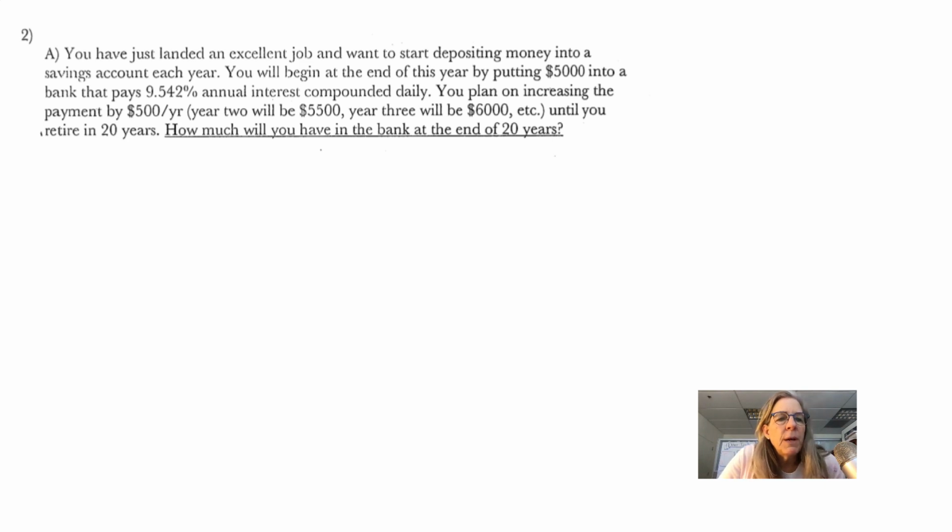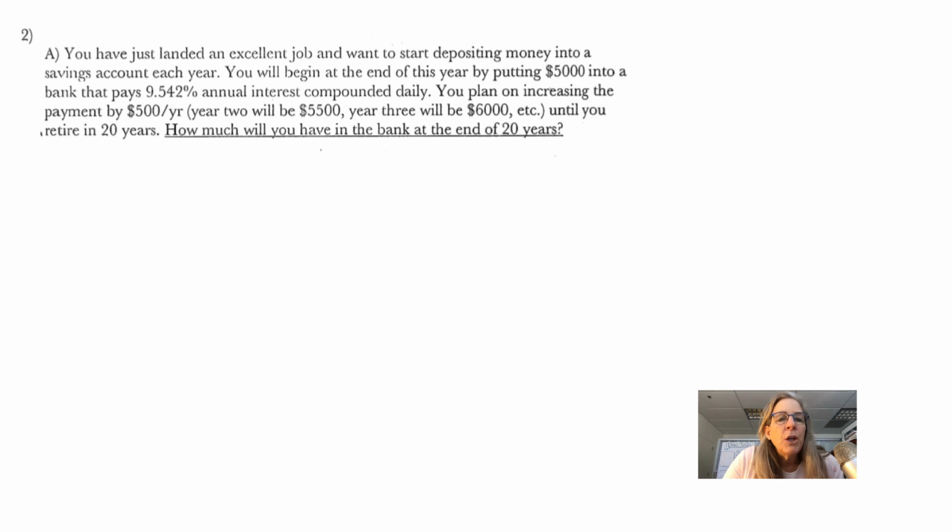In this video, I will be going over the second problem in the Exam 1 practice problems. So the problem says you've just landed an excellent job and want to start depositing money into a savings account each year. You'll begin at the beginning of this year by putting $5,000 into the bank that pays 9.542% annual interest compounded daily.